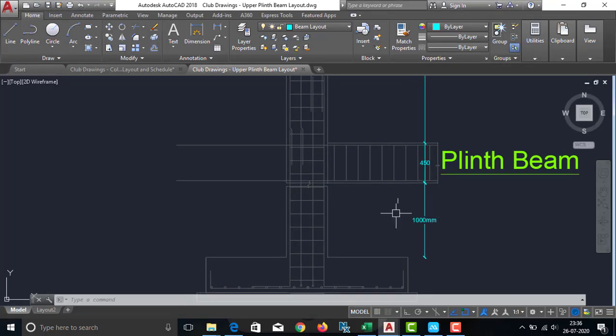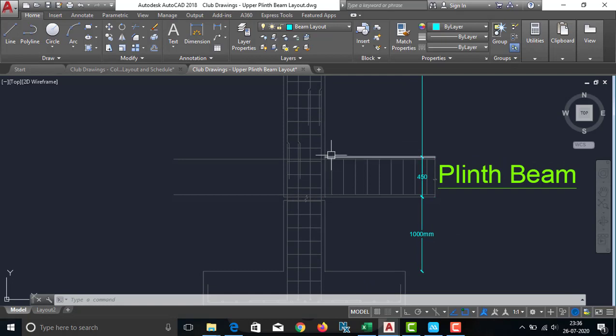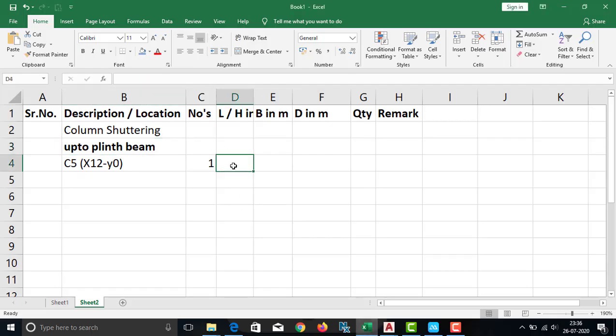Instead of that, what will I do? I am going to consider the full height up to the top of the plinth beam, that is 1 plus 0.45. So write that in the Excel sheet. It is 1 plus 0.45, so it becomes 1.45.